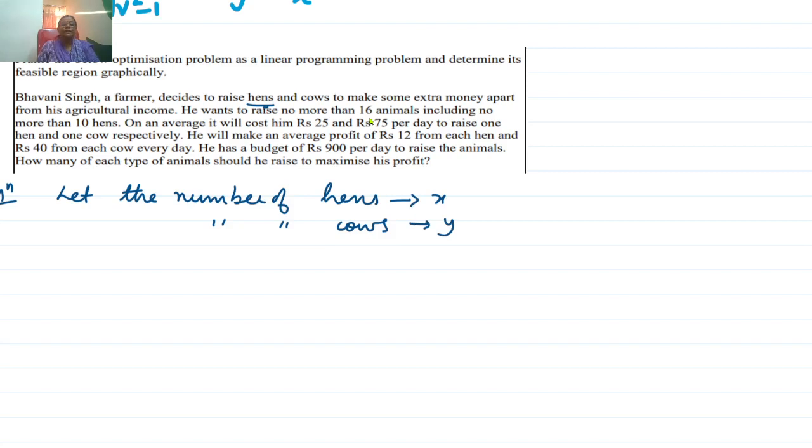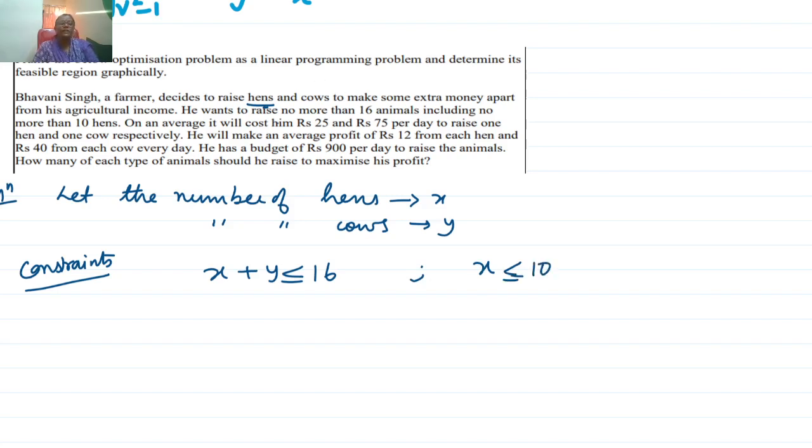The first statement that you have is the number of X, the constraints that you have. What are the constraints? That is, X plus Y should not be greater than 16. That is, it's less than or equal. What's the other constraint he has? Not including more than 10 hens. There's a second constraint. He should not have more than 10 hens, X less than or equal to 10.